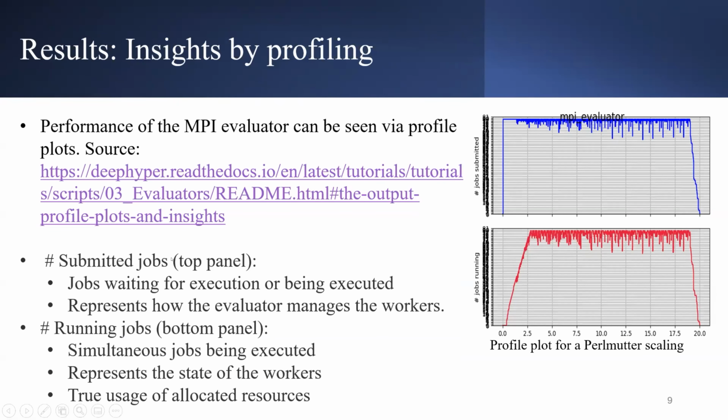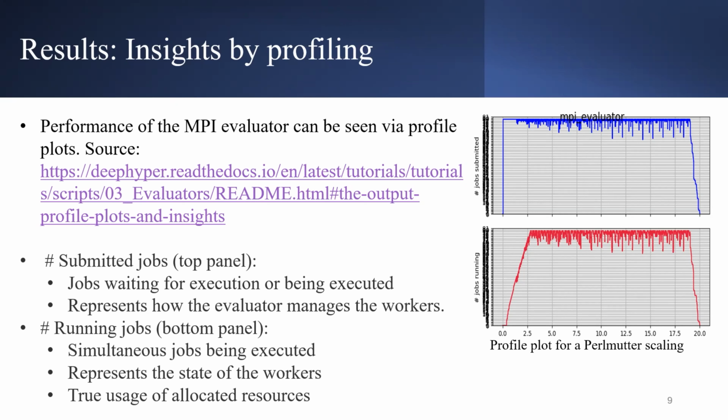One thing that Roman and others have added recently is really nice profiling plots, and you can understand a lot of what is going on with the managers and the workers when you use these plots. The plot on the right shows the profiling within Perlmutter for a sample problem. And the top panel here shows the number of jobs submitted. These are jobs that are being executed or just waiting for execution.